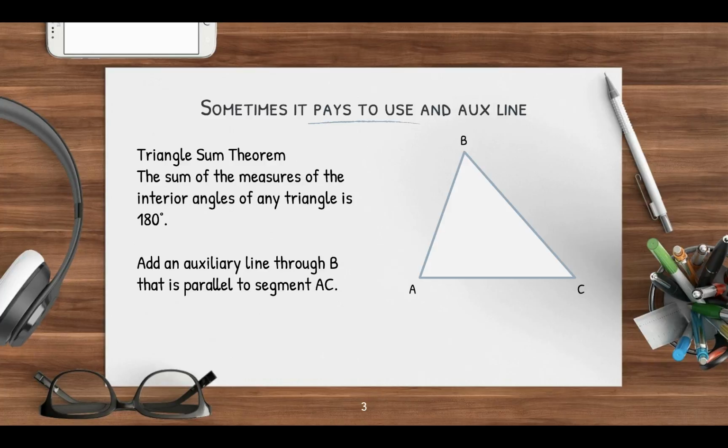And to prove that, we use an auxiliary line. What we do is we add an auxiliary line through point B, through vertex B, that is parallel to the opposite side, side AC. So something like that. And so these two are parallel. Then when we look at this diagram, we have two parallel lines cut by two transversals. And it just happens to be that these two transversals also intersect each other right at this parallel auxiliary line.